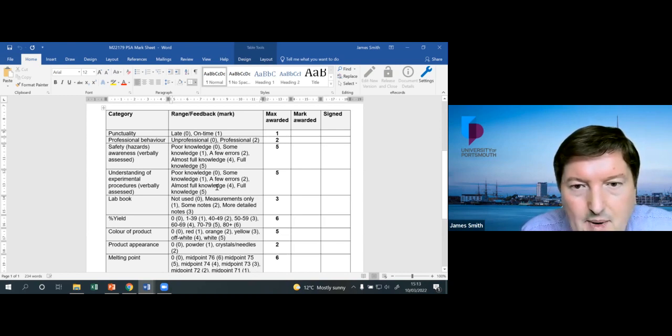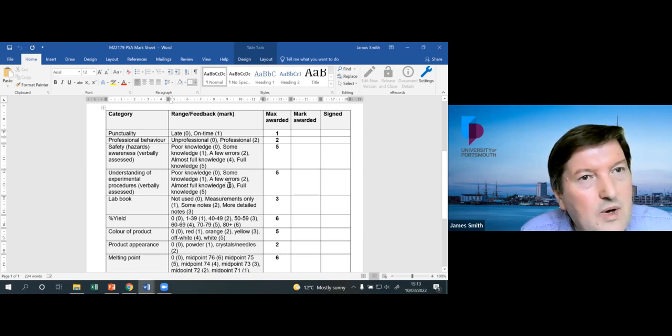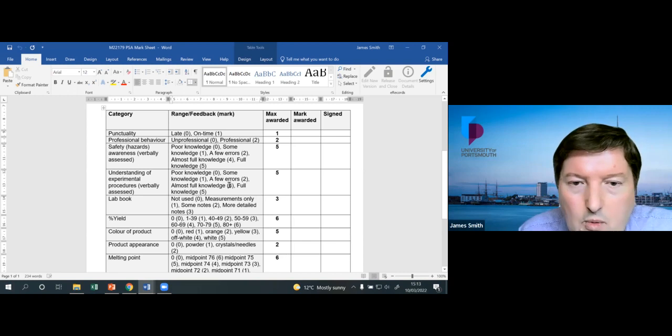And understanding the procedures you're using. So you might be doing a recrystallization. We might say, well, what is a recrystallization? Why does a solvent need to be hot? Why are you cooling that down? Why are you, whatever. So you need to be performing well on those sorts of questions.